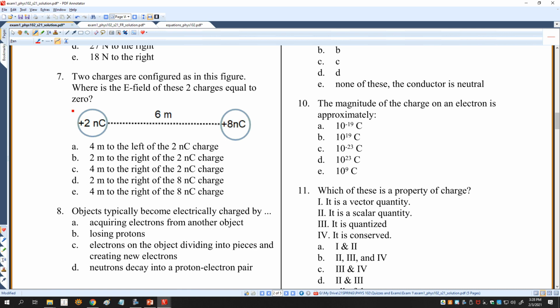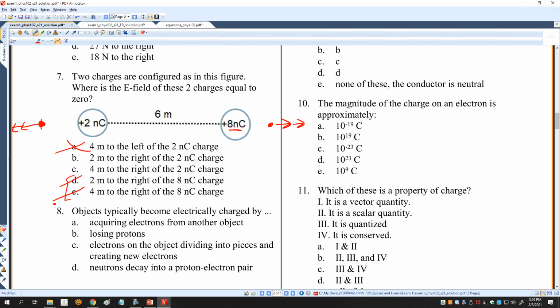Two charges are configured. Let's just start looking. To the left of the plus 2 nanocoulomb charge, so it's 4 meters. But let's just think about to the left of it. If I have my positive test charge right here, I feel a repulsive force from this plus 2 coulomb and a repulsive force from the plus 8. So that can't be right. Let's look at these. What about over on this side to the right over here? I have a repulsive force from this one and a repulsive force from this one. So that means the E fields are both in that direction. So those can't be right.